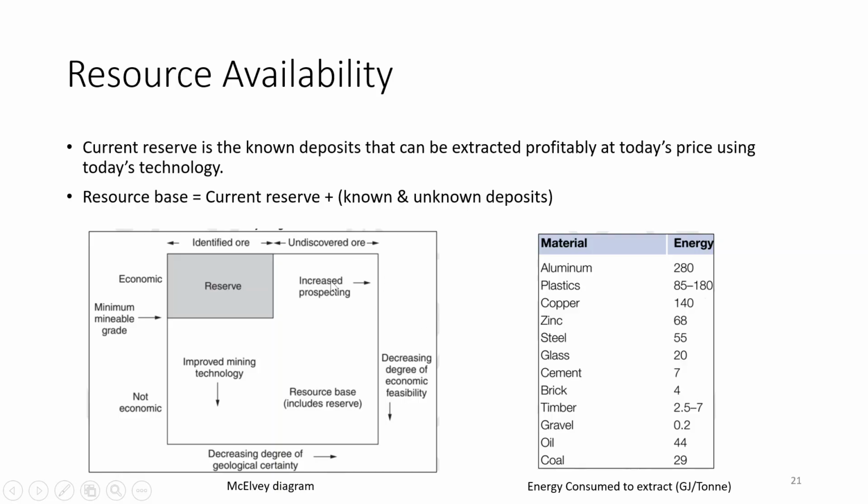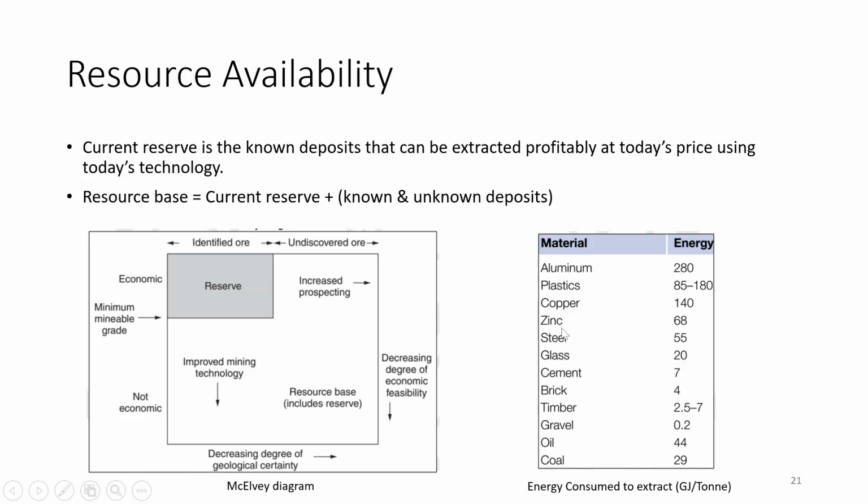Then with increased prospecting, you can get undiscovered ores as well, and these are of decreasing degree of feasibility and decreasing degree of geological certainty. And these are the energies consumed for extracting various elements. For aluminum metal you require 280 and for copper 140. These require a lot of energy compared to others listed here, and some plastics can also get up to 180 and some as low as 85.